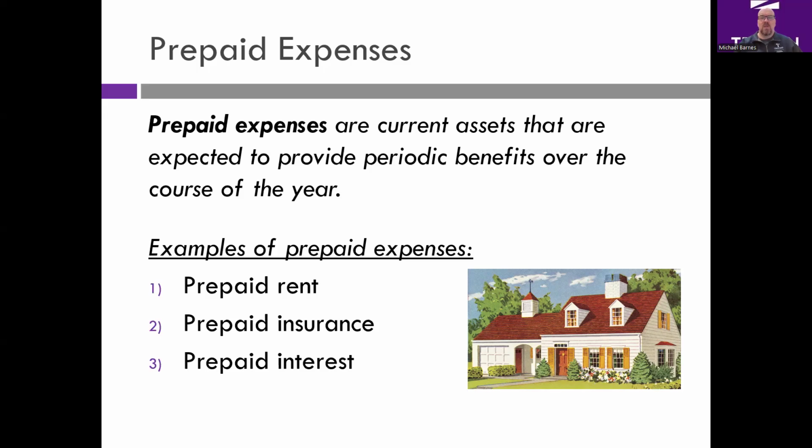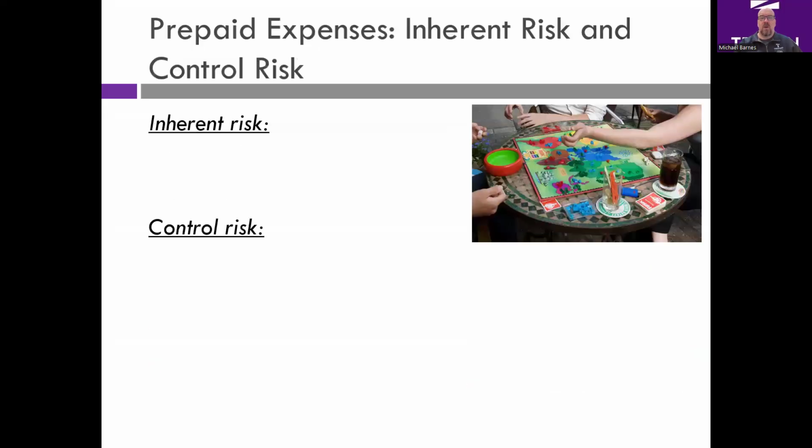So, what are some aspects of prepaid expenses we need to be aware of as auditors? Well, we can say about inherent risk that it's low and just move on from that. There's not going to be a lot of risk associated with misstatement of prepaids. They're generally fairly small and they're fairly easy to understand. They're one of the very first things you learned about in accounting back in that financial accounting class that you took at the beginning of your college careers.